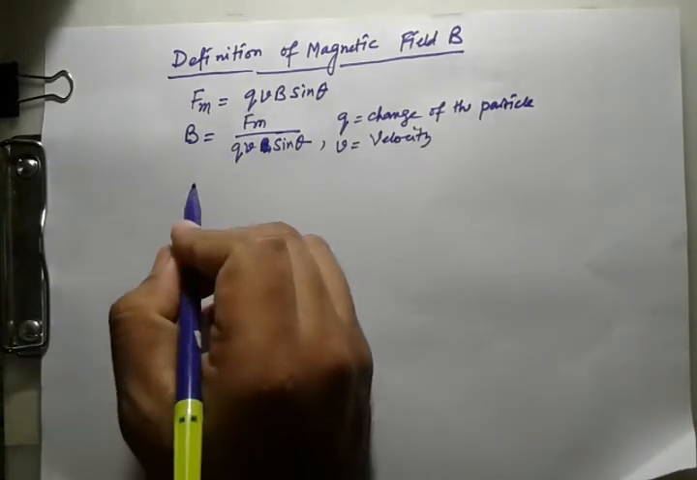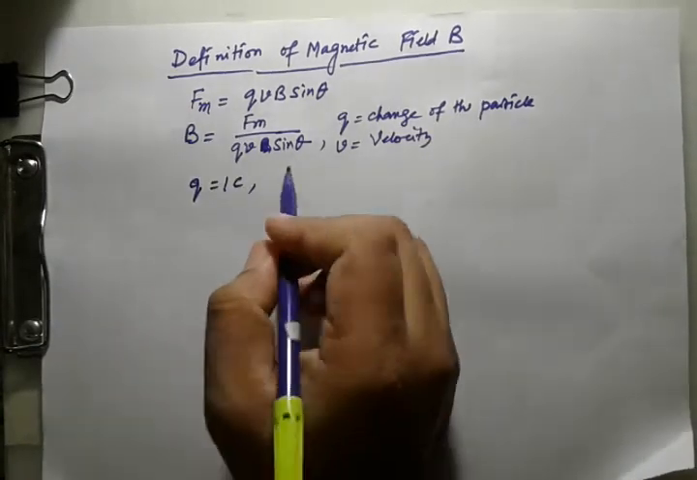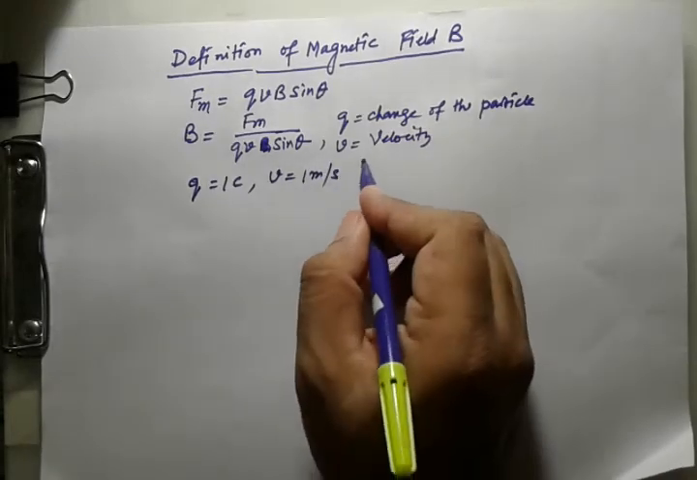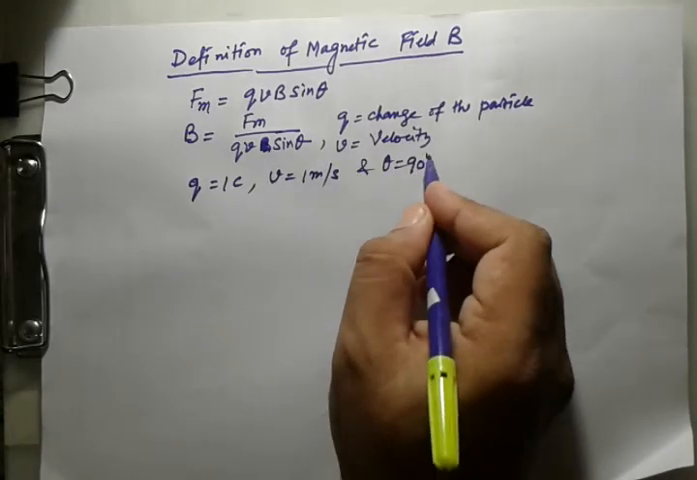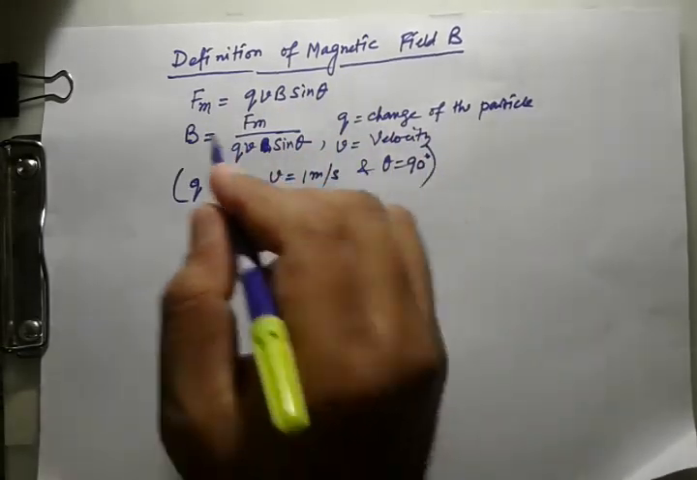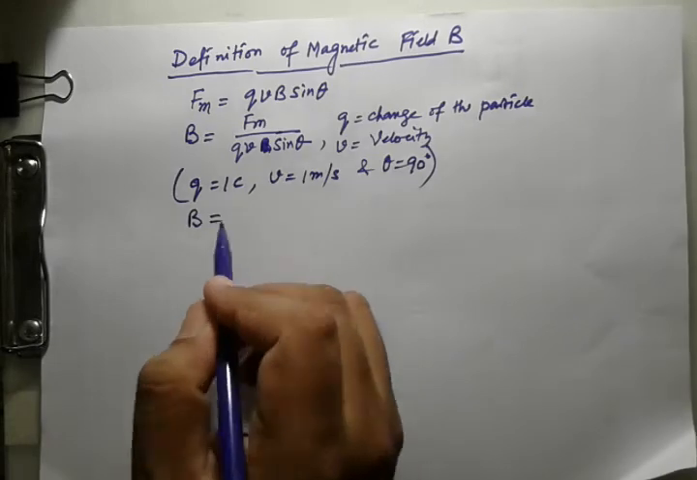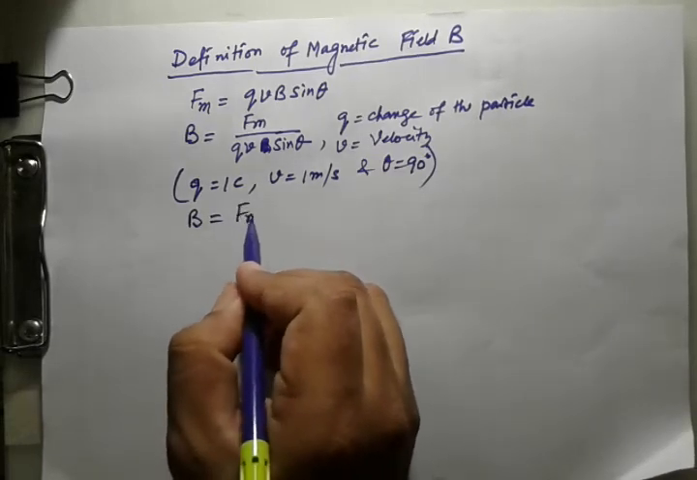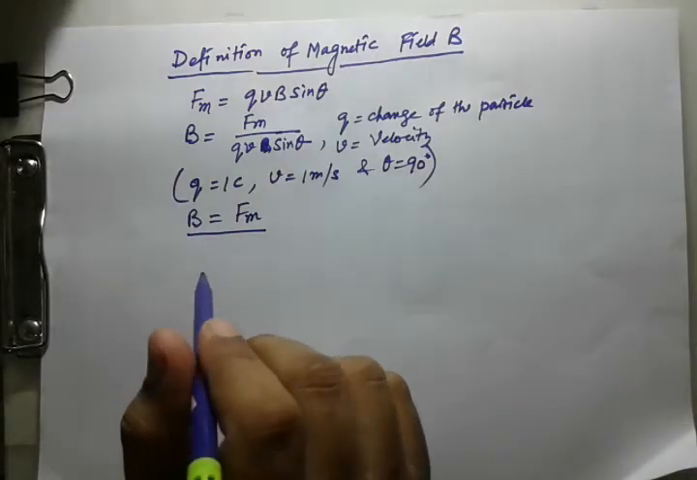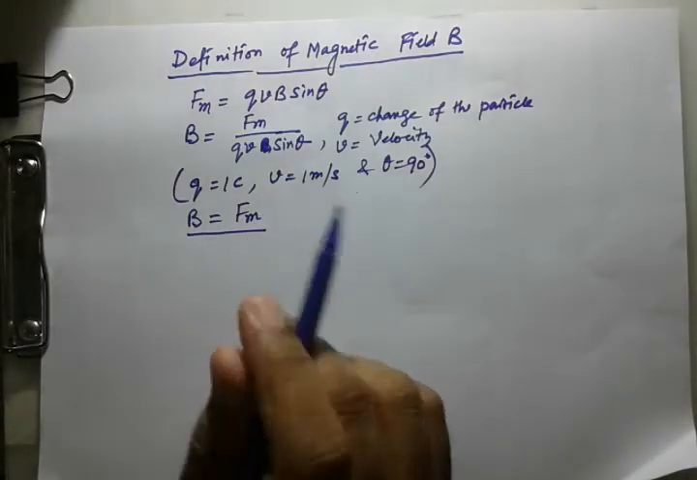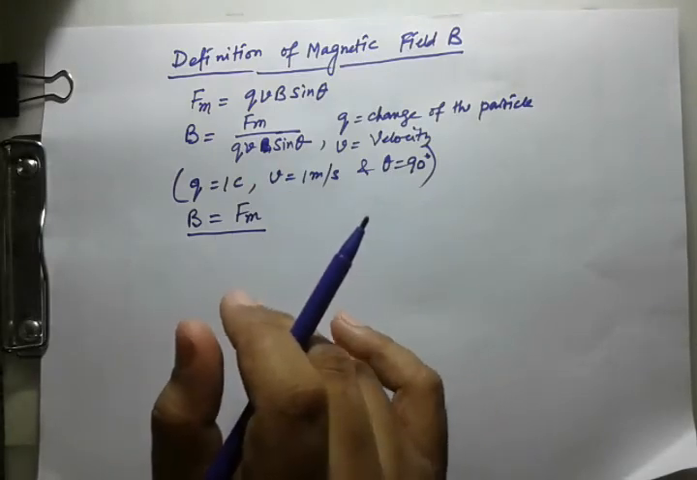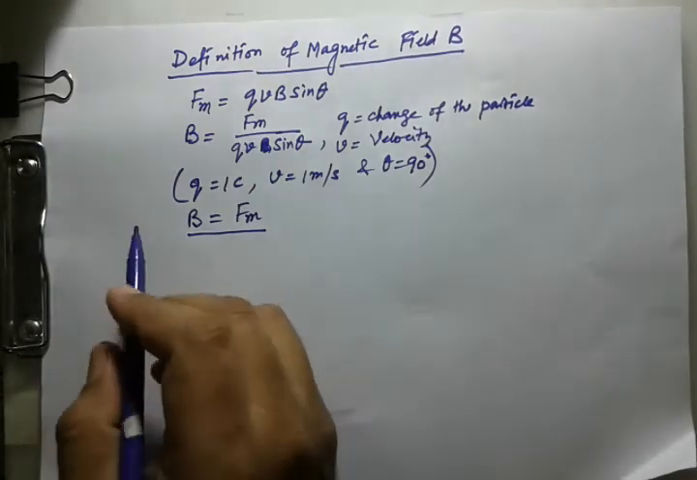Now, if Q becomes 1 coulomb, V becomes 1 meter per second and theta is 90 degrees, then if you put these values in this equation, we get B equal to F. So the magnetic field will be equal to the force. From this concept, we can write a definition of the magnetic field. So what is the definition?